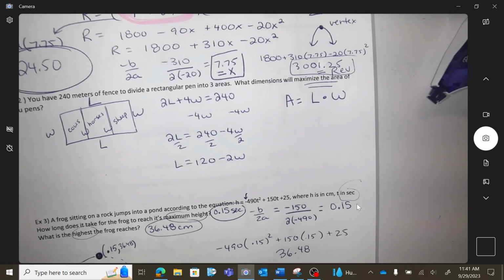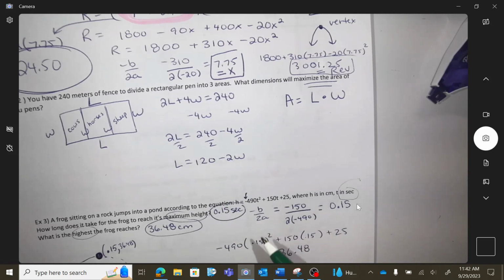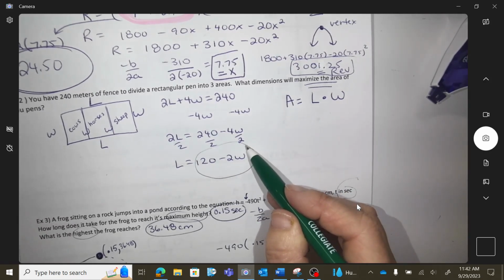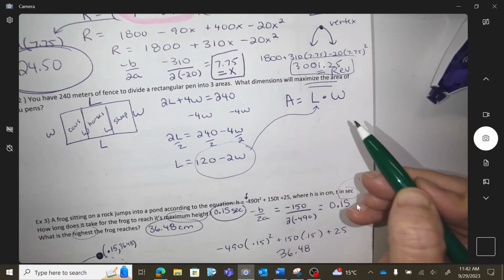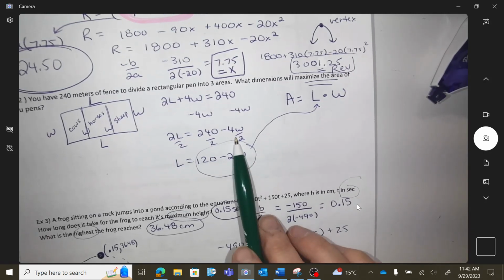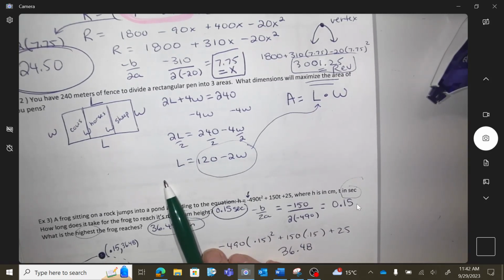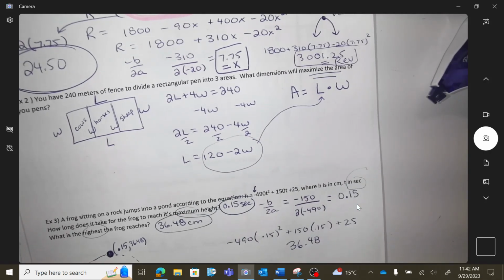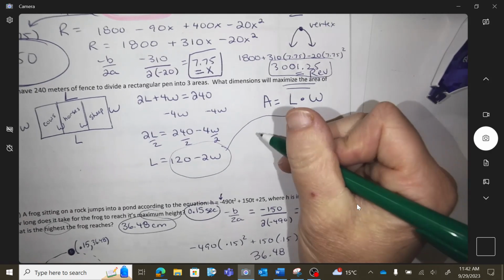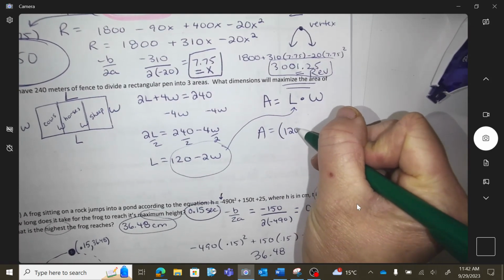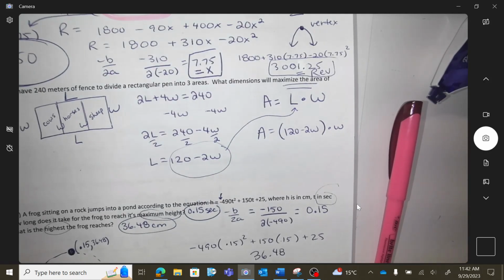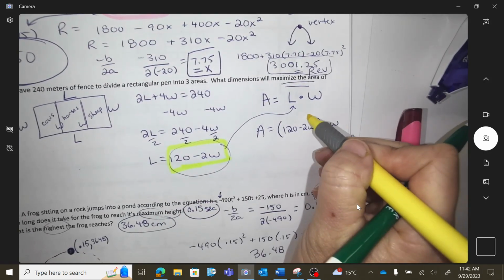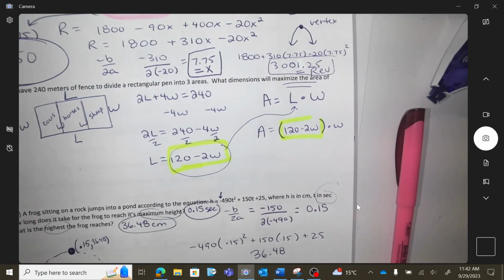Okay, now here's the situation. I am going to take this, and is it legit to put it in place of that L? If this is equal to L, does it make sense in math that I can replace it? Okay, so this is a substitution. If this is equal to L, I can replace it in the spot for the L.